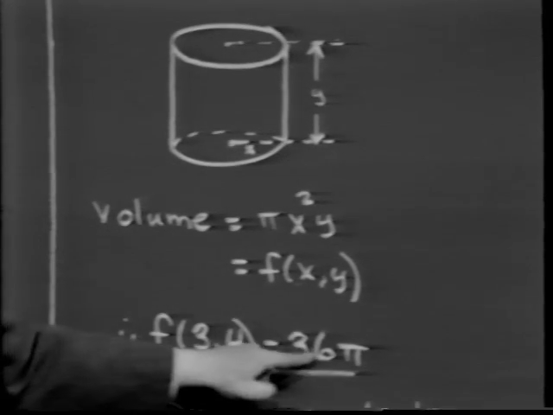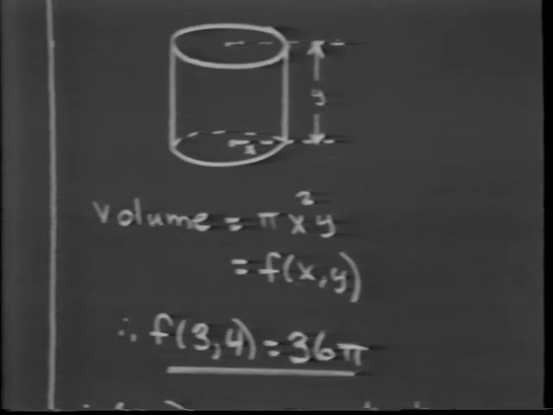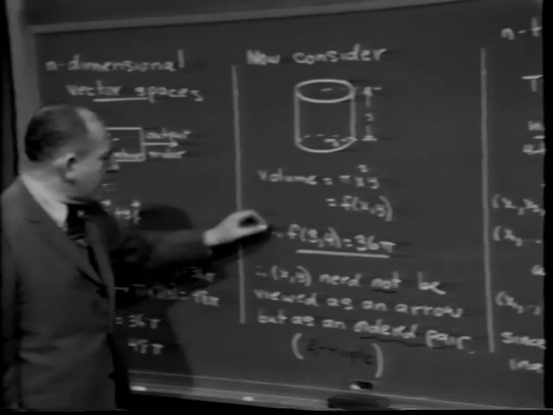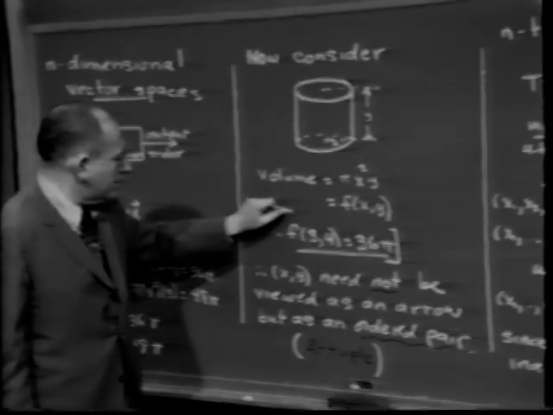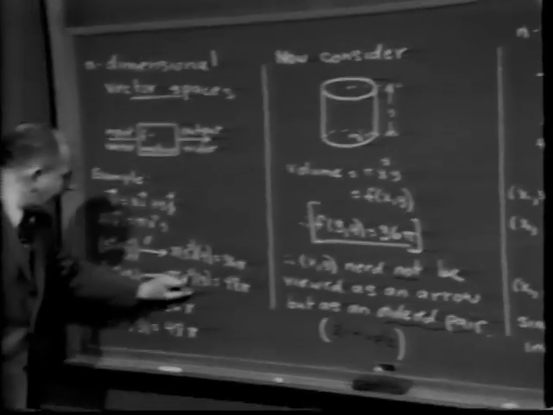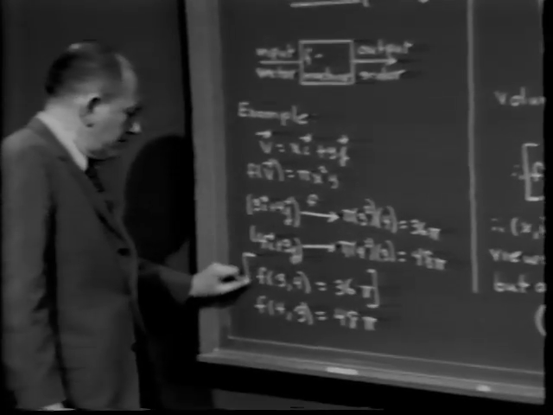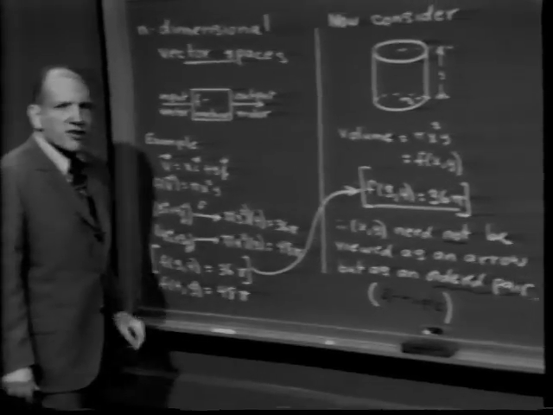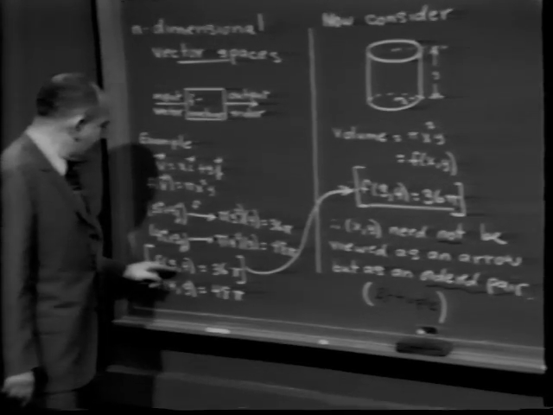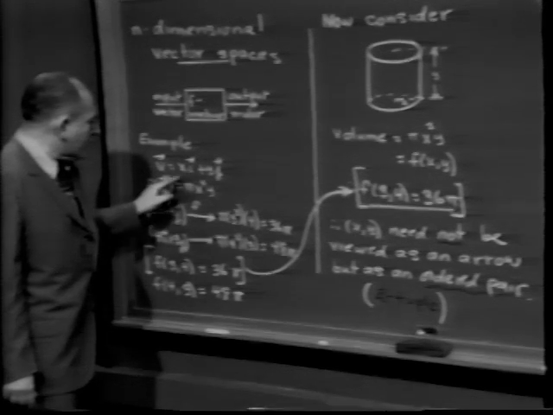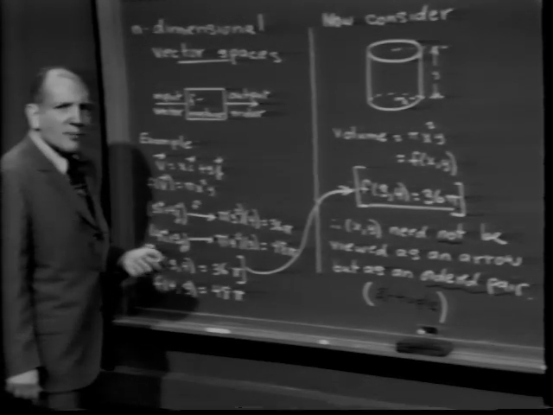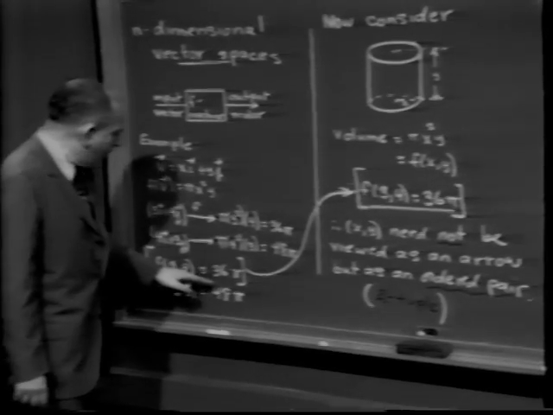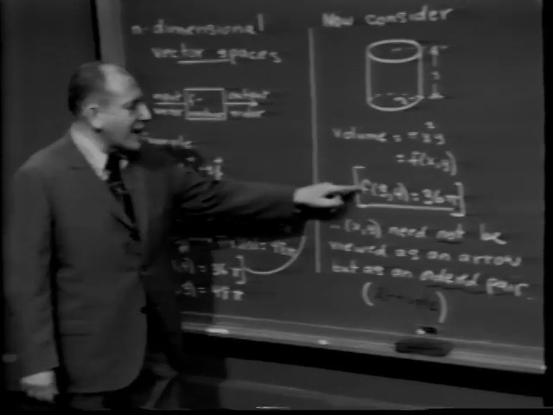F of 3 comma 4 is 36 pi. Now I'd like to pause for a second again and return to our earlier remark, namely, if I look at this, and if I look at this, notice that these two expressions are identical. I cannot tell the difference between whether I'm looking at the vector 3i plus 4j or whether I'm looking at the cylinder, the radius of whose base is 3 and whose height is 4, whether I look at this equation or whether I look at this equation.